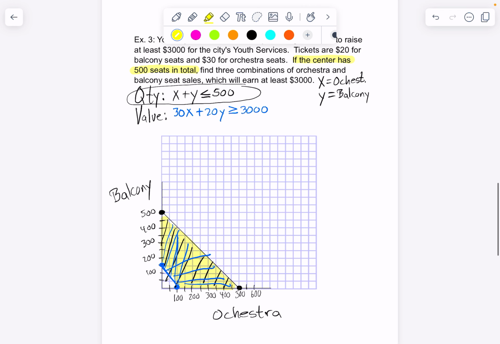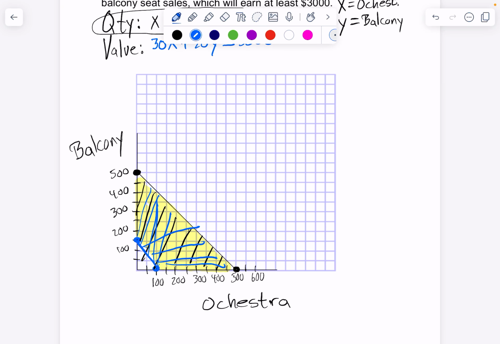And let's go ahead and find 3 combinations because that is what they ask for. So we can have, for example, 200 orchestra. Let me put this in purple actually. This point right here. We can have 200 orchestra seats and 300 balcony. Perfection. How about this combo right here?